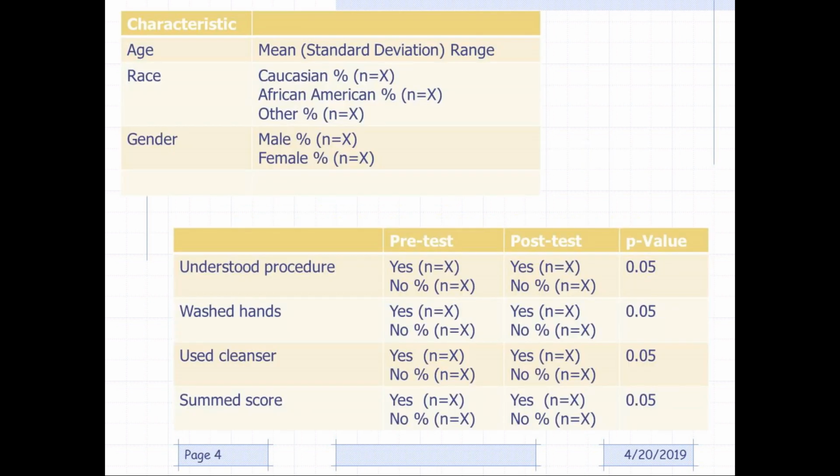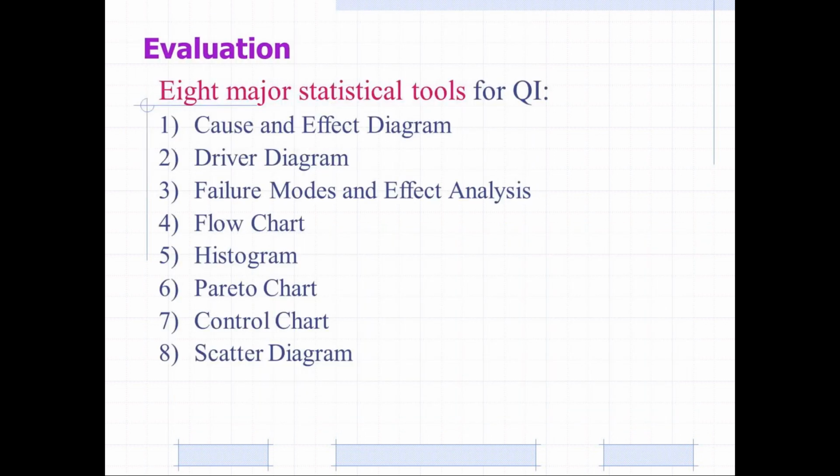Here's an example of what a characteristic table would look like for age, race, and gender, or a pre-post education test if they understood the procedure, washed their hands, used the cleanser, and the sum score. Also, there's evaluation with 8 major statistical tools for QI: a cause and effect diagram, driver diagram, failure modes, flow charts, histograms, Pareto charts, control charts, and scatter diagrams. We'll discuss each in detail.